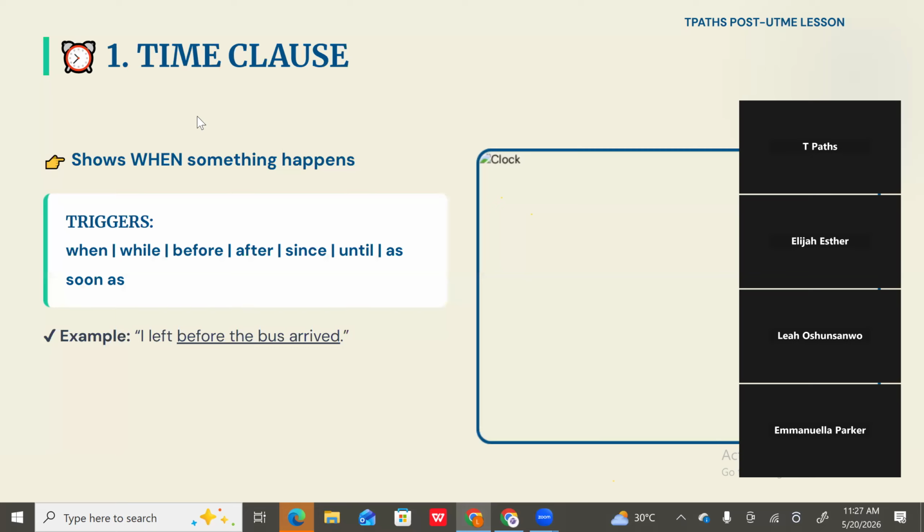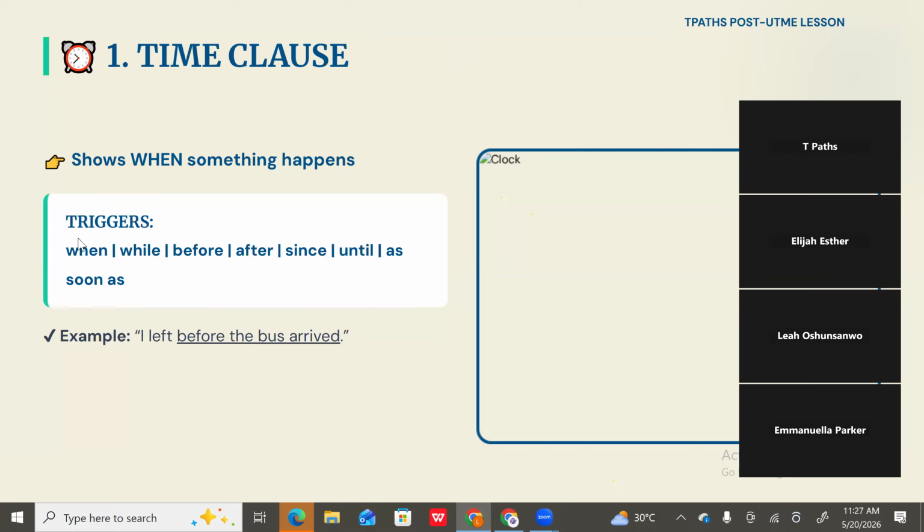So the first one is what? The time clause. The time clause shows when something happens. It tells you when an action happened. So it's always important for you to look at the trigger words. The trigger words are the conjunctions that are used.